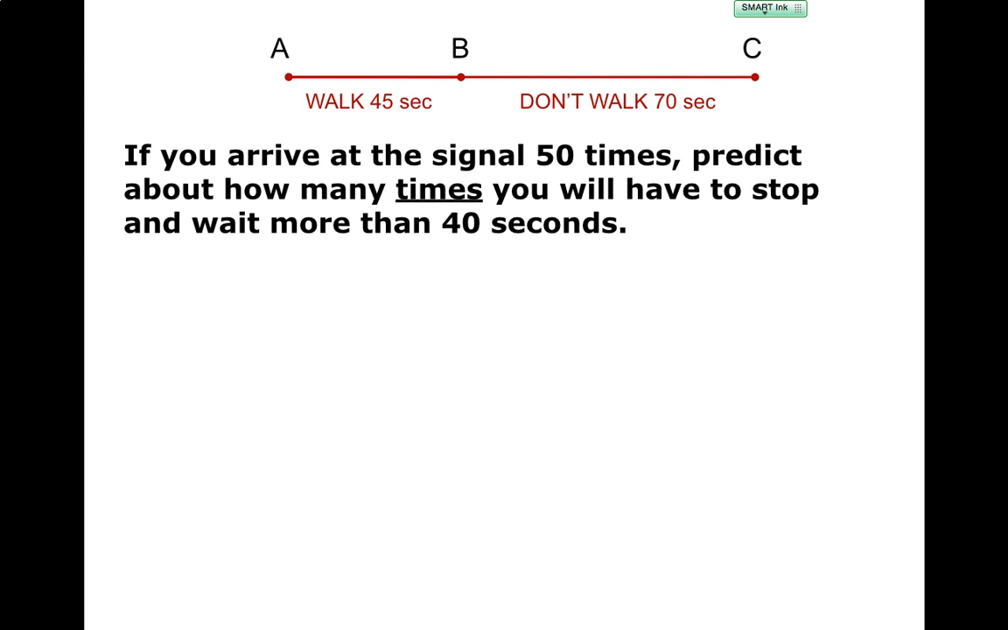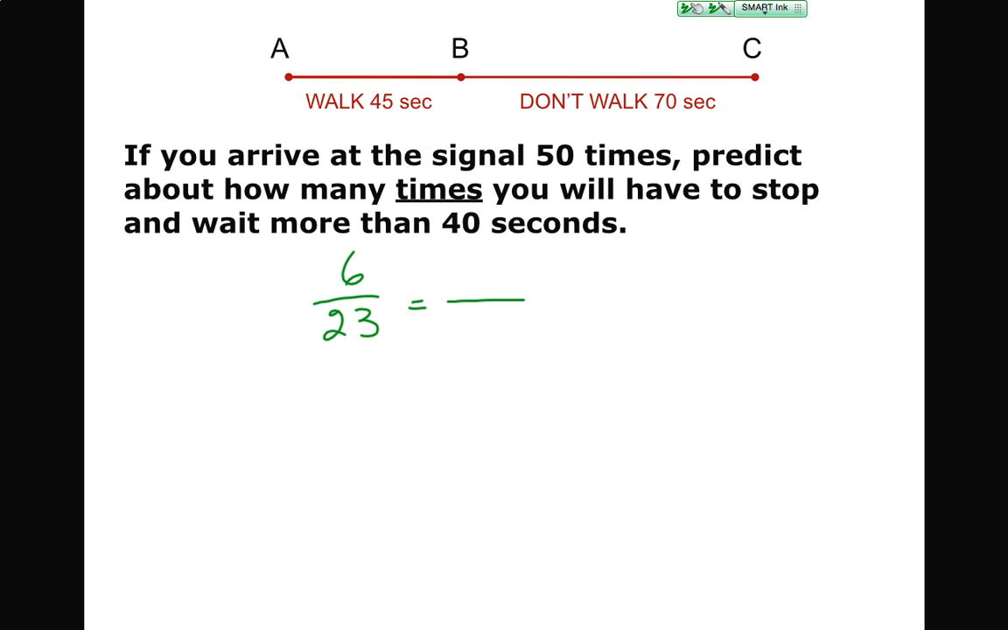What if you arrive at the signal 50 times? Predict how many times you'll have to stop and wait more than 40 seconds. Now this answer is not a probability. This is how many times. And if we're going there 50 times, it's going to be less than 50. So what was our probability of waiting more than 40 seconds? We just had that, didn't we? 6 out of 23 when you reduce it?